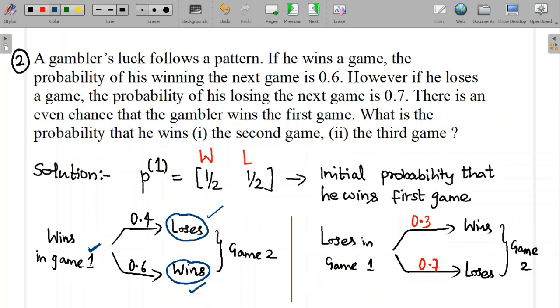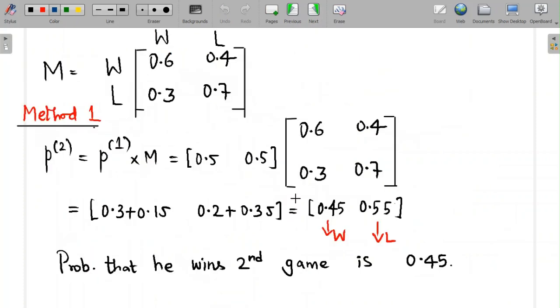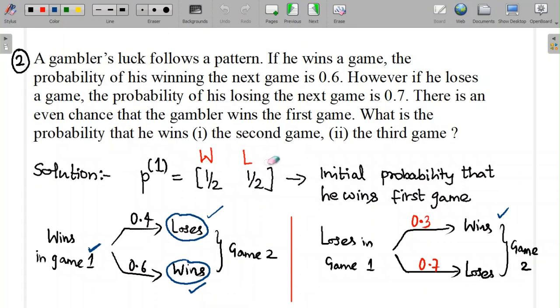Similarly, if he loses game one, he loses the next game also with a chance of 0.7. And if he loses game one, he wins game two with a probability of 0.3. So these pieces of information are enough to define the TPM, which is a 2 by 2 matrix: 0.6, 0.4, 0.3, and 0.7. And we want to know the probability that he wins the second game.